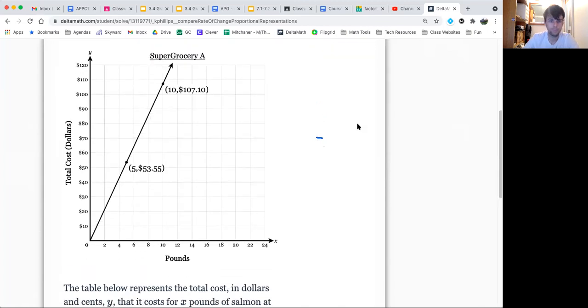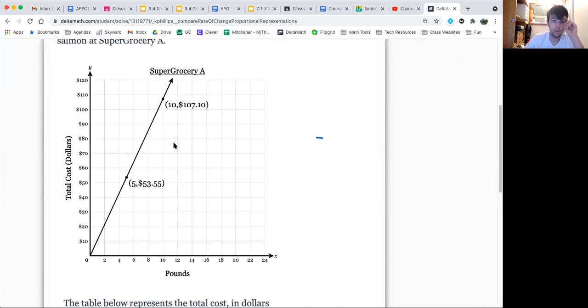Okay. All right, so we have these two data points. So at one store, it was 5 pounds for $53.55, and this other store, oh no, I'm sorry, these are two different data points for the same store. 5 pounds for $53.55, or 10 pounds for $107.10. Sorry guys, feels late right now.